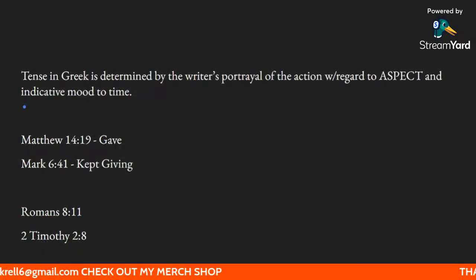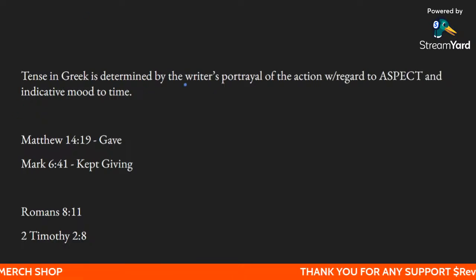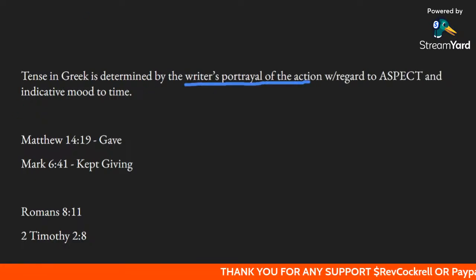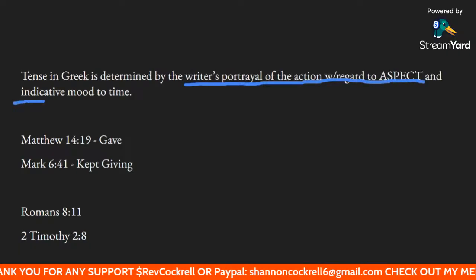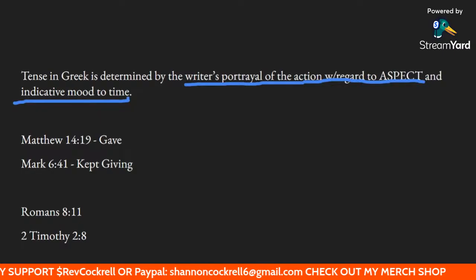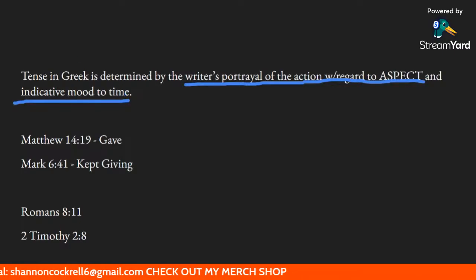So, summarizing, wrapping things up here: tense in Greek is determined by the writer's portrayal of the action with regard to aspect, and in the indicative mood, to time. I just wanted to see, does anybody have any questions so far?